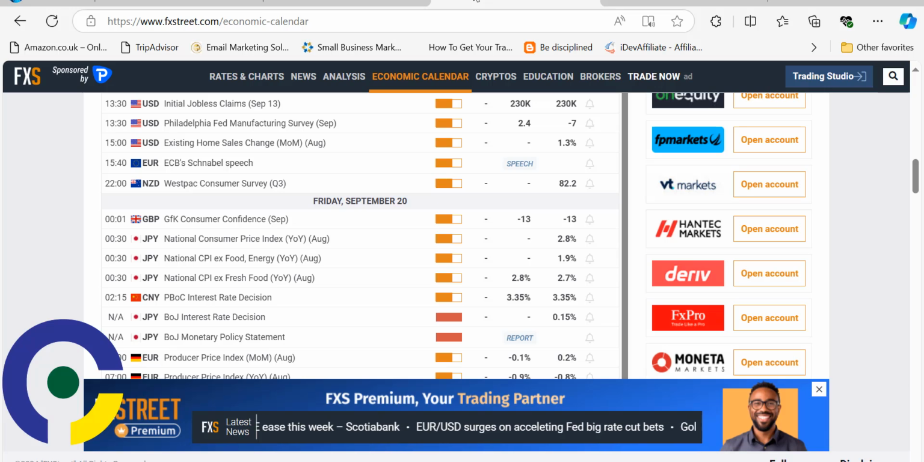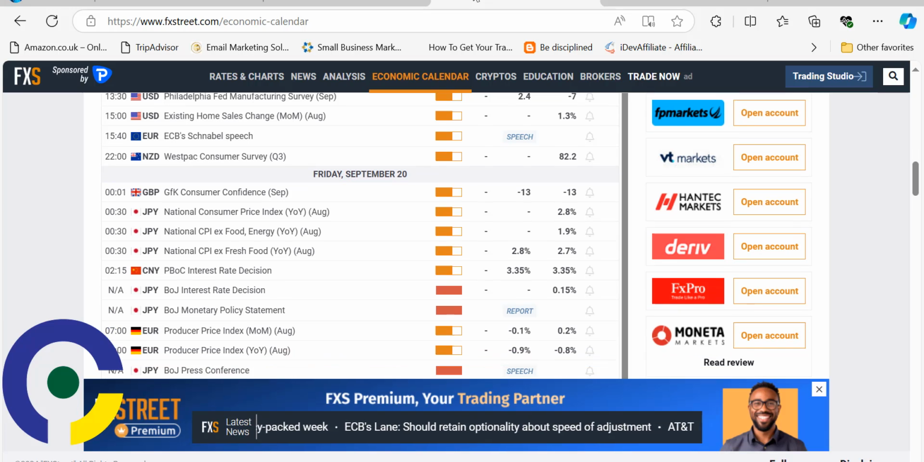Okay, then the People's Bank of China at 2:15 will be releasing their own interest rate decision, and the forecast is 2.8% as against the previous 2.7%. So there's an indication that they may raise interest rates in China, and for those who would like to trade the yuan, you need to buckle up. All right, but here we have it as a medium impact event.